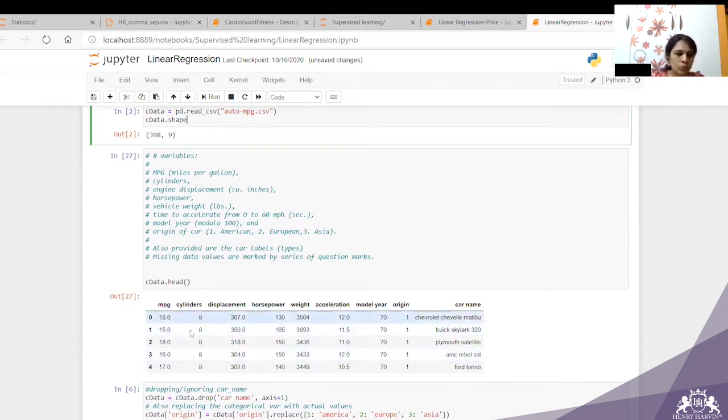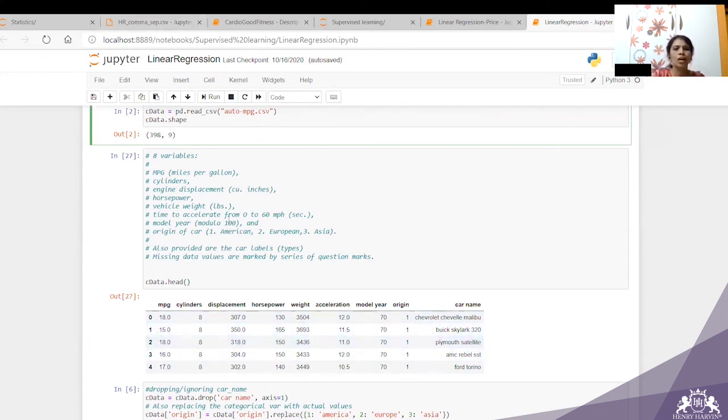And cylinders, it is going to be the integer, I guess. And displacement is float, horsepower, integer, weight, acceleration, model year, origin. So what is that origin? Okay, so from SMEs I came to know that in origin of car they have given about American, European, Asia. So they have marked it as 1, 2, or 3. Can I work like this? And then car name is also given here.